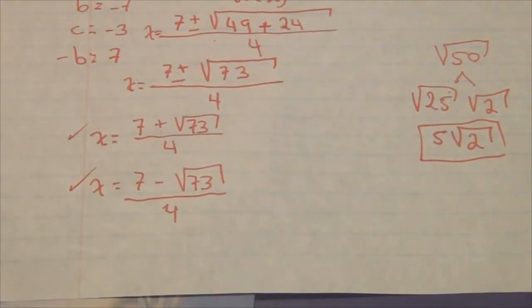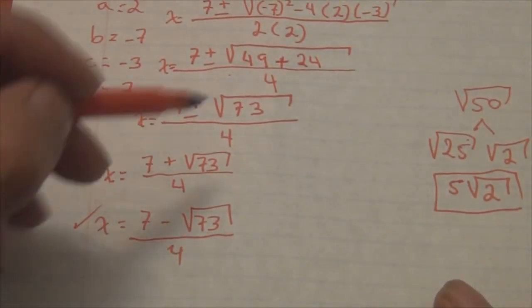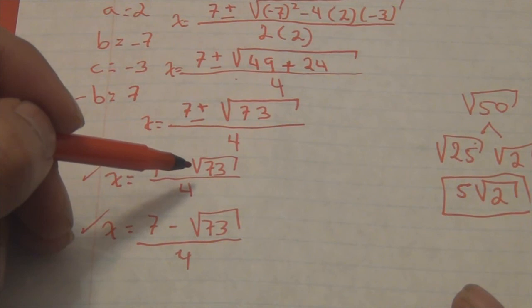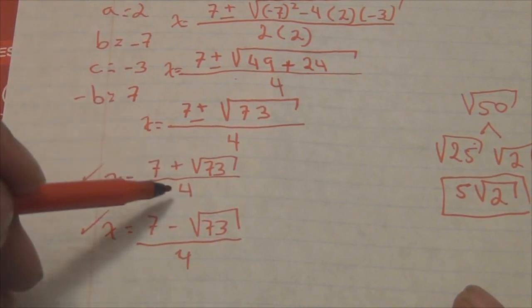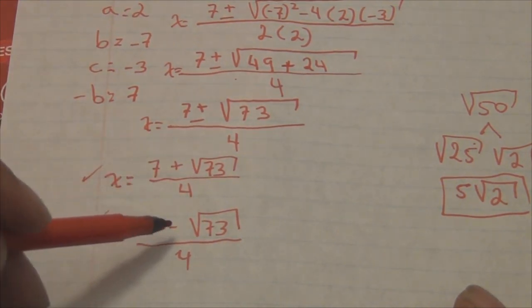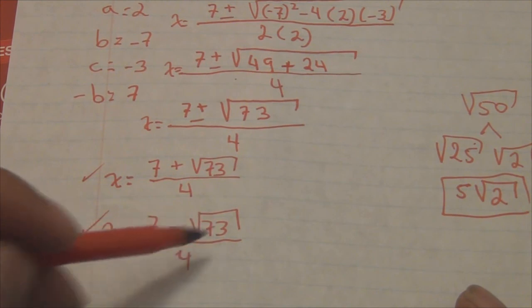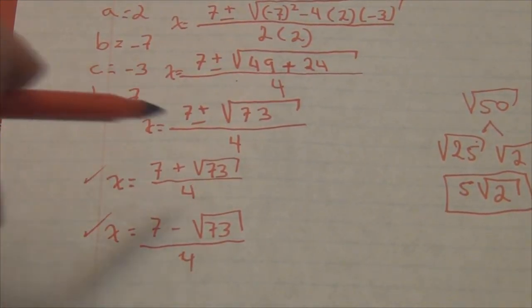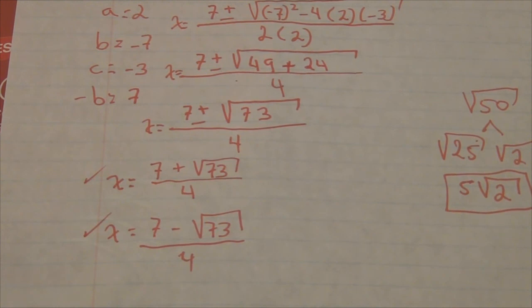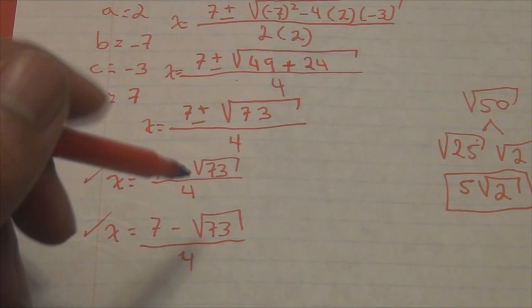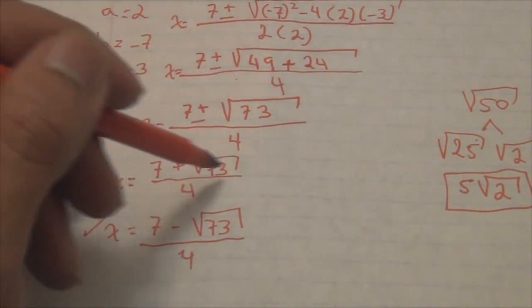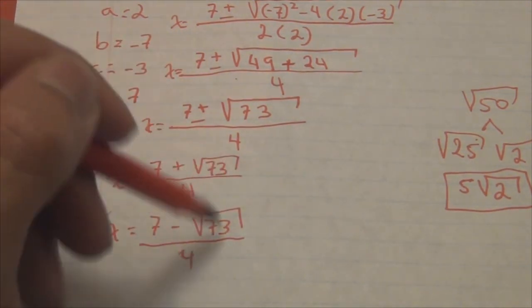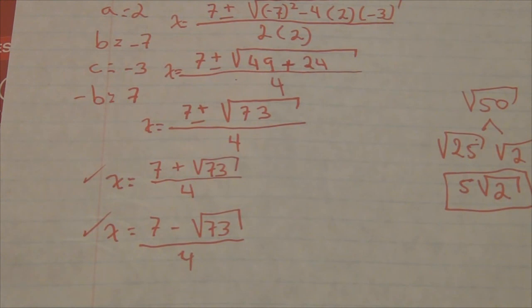So then this would turn into 7 plus 8.54 divided by 4, and this turns into 7 minus 8.54 divided by 4. You do that and you're gonna get a number. So those will be your solutions if you want to do decimal numbers. If they don't ask you for that, if they say in simplest radical form, then this is radical form. All right, got it?